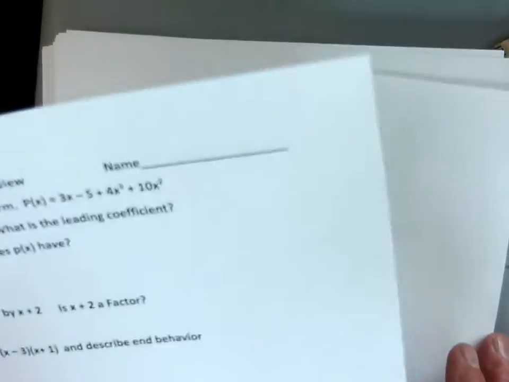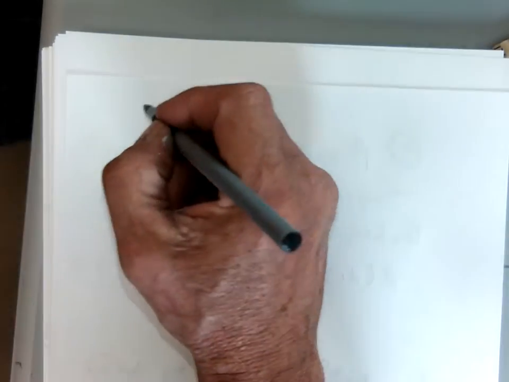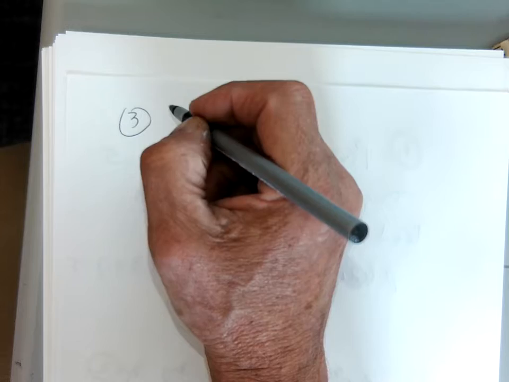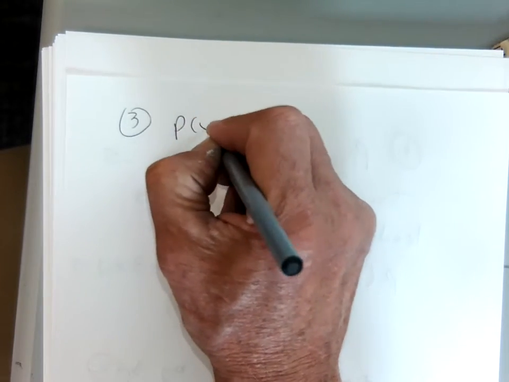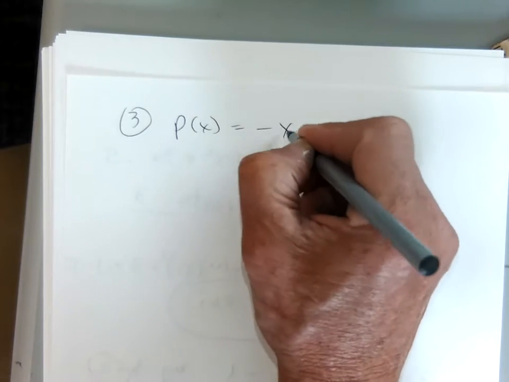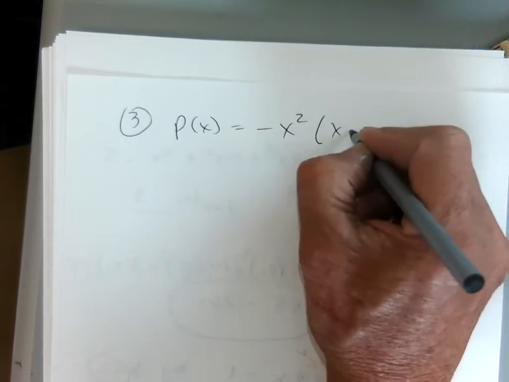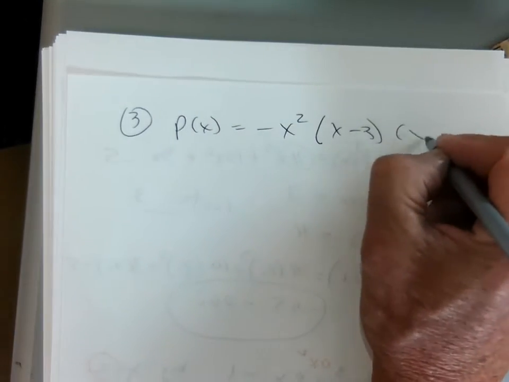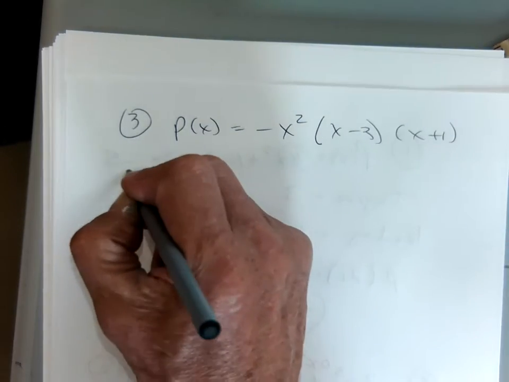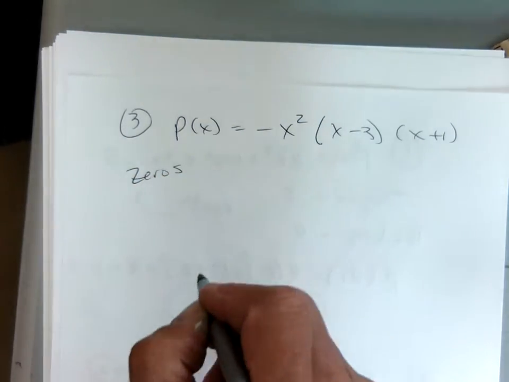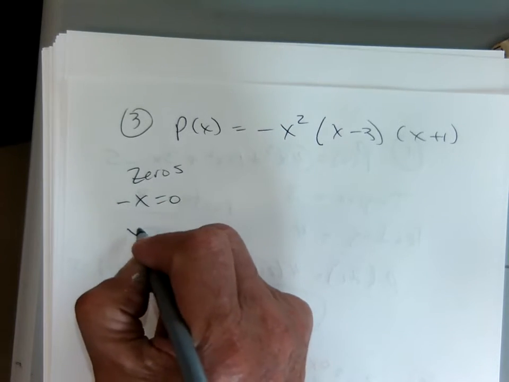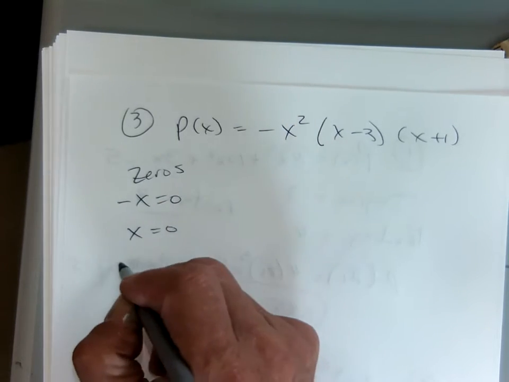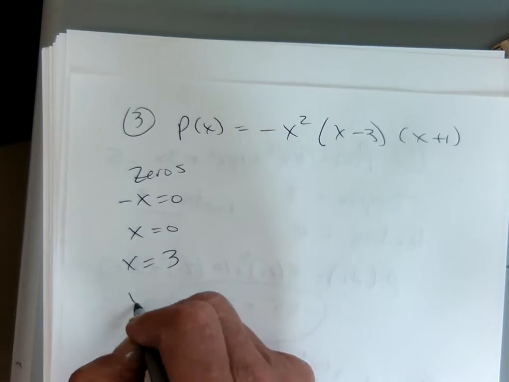Now, number 3. When you graph, all I need is a sketch, okay? So I've got P of x equals negative x squared times x minus 3 times x plus 1. Okay, so my zeros are at x equals 0, x equals 3, and x equals negative 1.